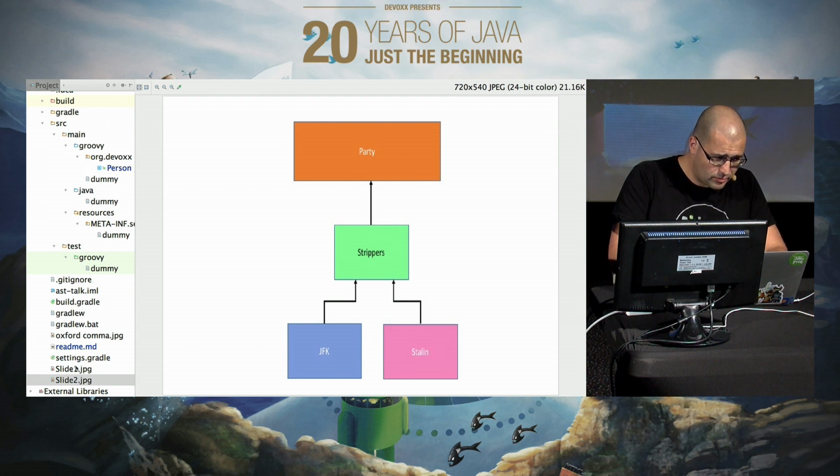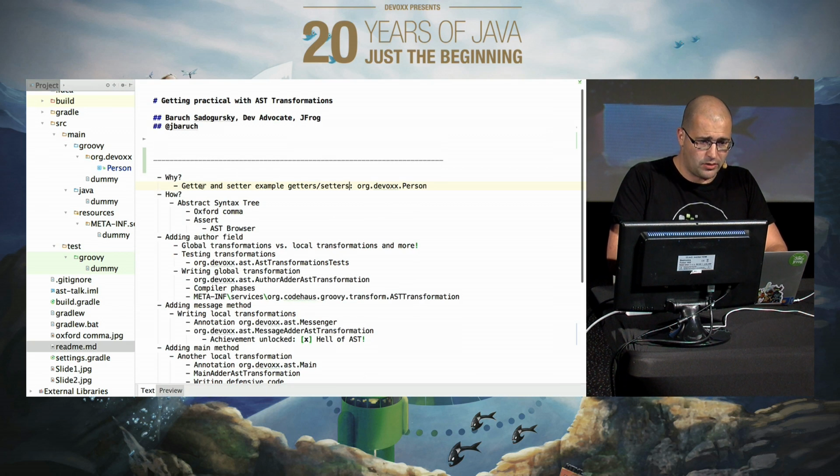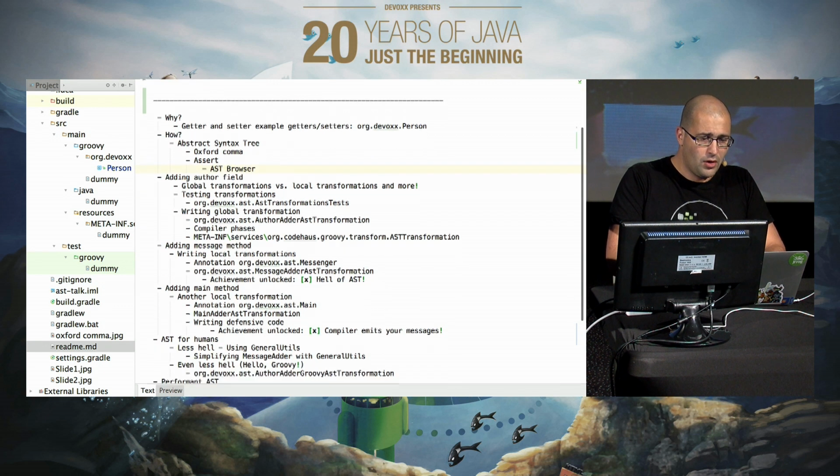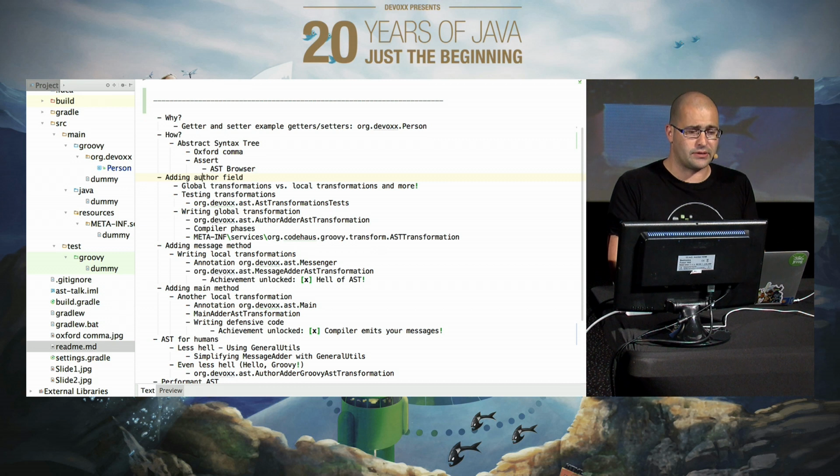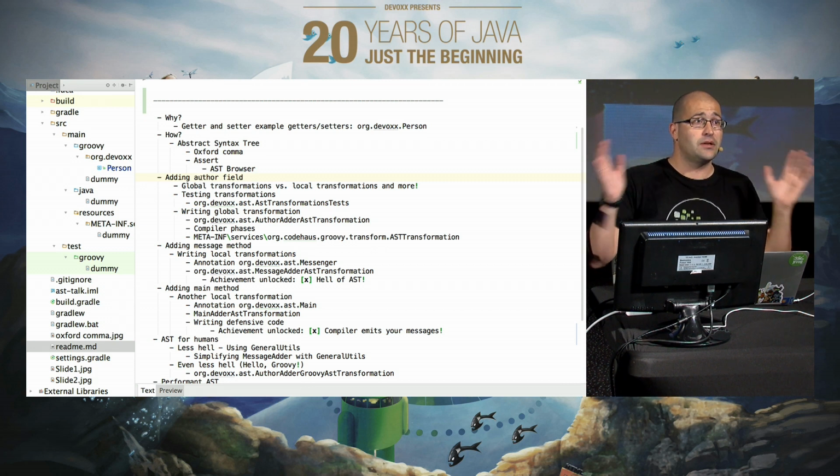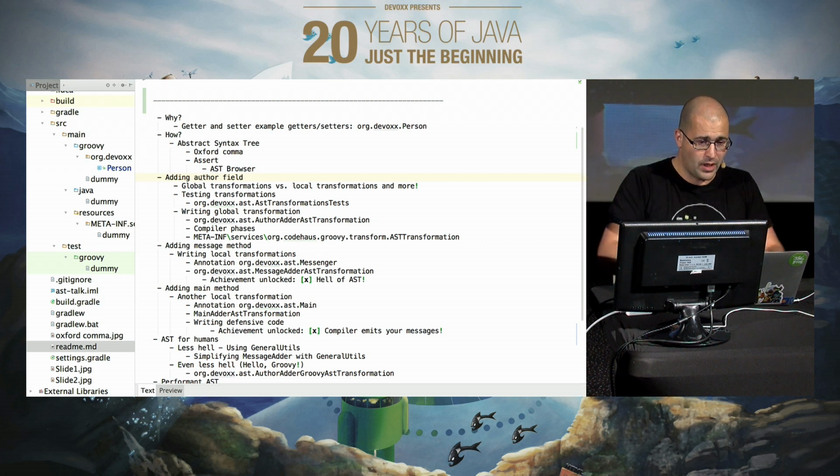So let's go back to my cheat sheet and see. Okay, so we spoke about Oxford comma and the AST browser. Okay, now let's actually write an annotation, a transformation. And what I want to write is a transformation that will add a field to any class inside our code.